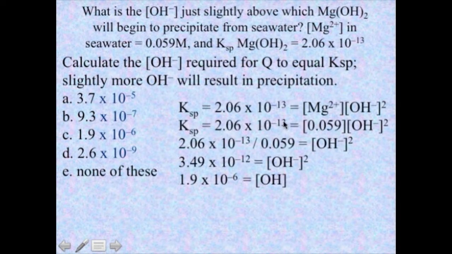Here's the solution. We just write our mass action equation for magnesium hydroxide. We're given the concentration of magnesium ion as 0.059, so we simply solve for hydroxide ion concentration, and it comes out to be 1.9 times 10 to the minus 6.